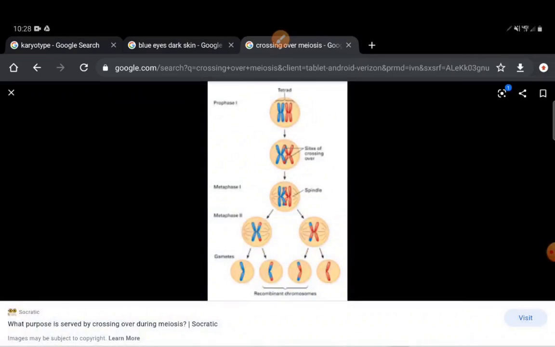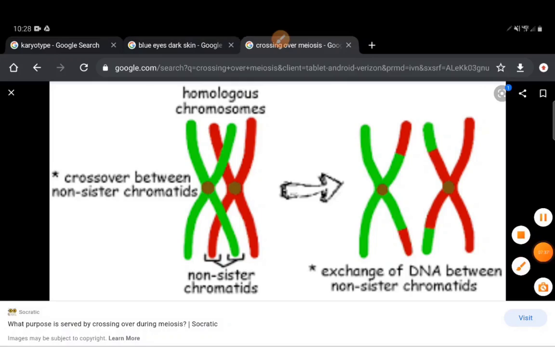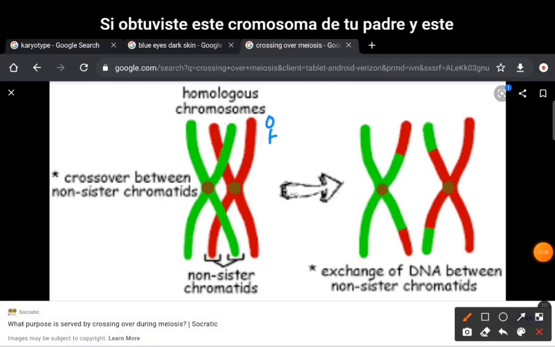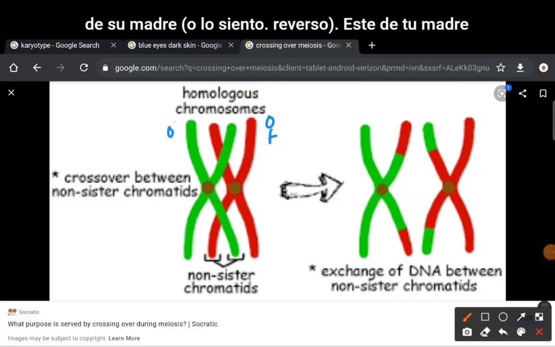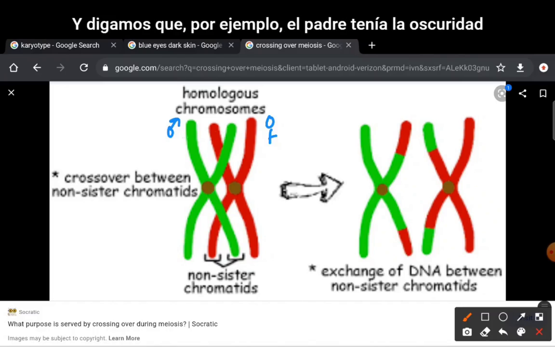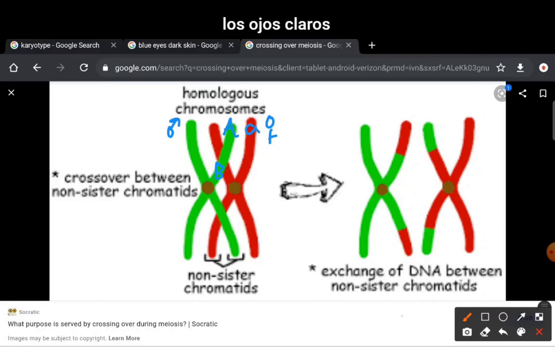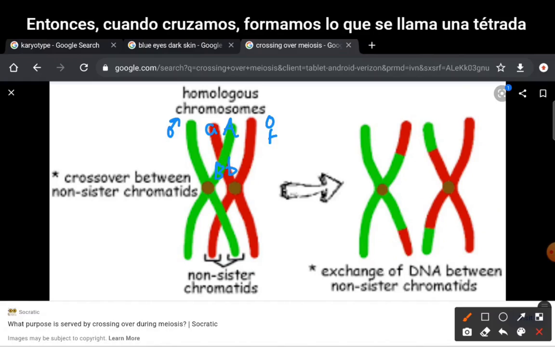Actually, we can just go here. This is what's happening. If you got this chromosome from your father and this one from your mother, or sorry, reverse. This one from your mother, the red one, and this one from your father, the green one. That could create some interesting mixes. And so let's say that, for example, the father had the dark-colored eyes and the dark-colored hair, but the mother had the light-colored eyes and the light-colored hair, right?